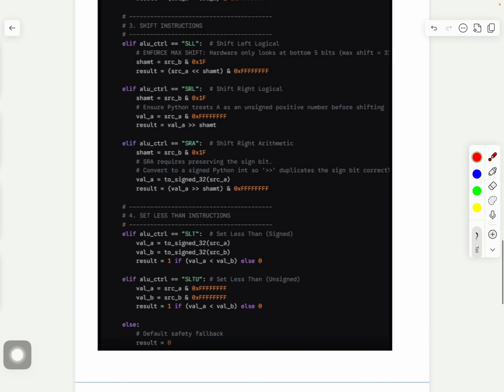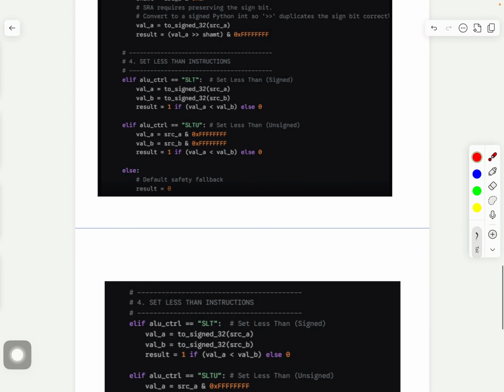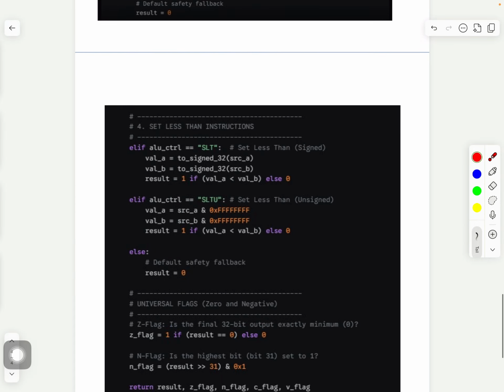Then, set less than. We convert this, and we will see later on, it should be becoming a negative number. Then we ensure it's a negative number here, and we simply do, if this is less than this, do this. Same thing here. All right, set less than signed. So this ensures it's signed. It's not simple.